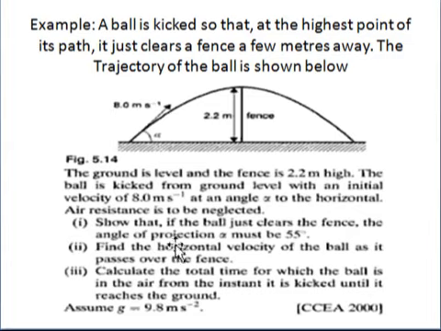Part 2 of the question. Find the horizontal velocity of the ball as it passes over the fence. Part 3 of the question. Calculate the total time for which the ball is in the air from the instant it is kicked until it reaches the ground. You assume that g is equal to 9.8 meters per second squared.